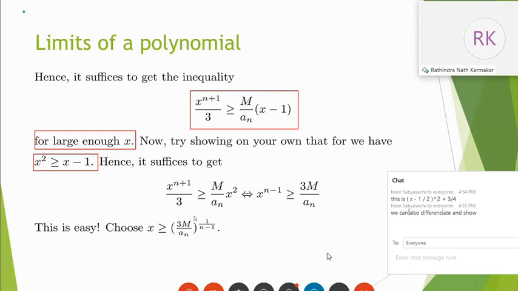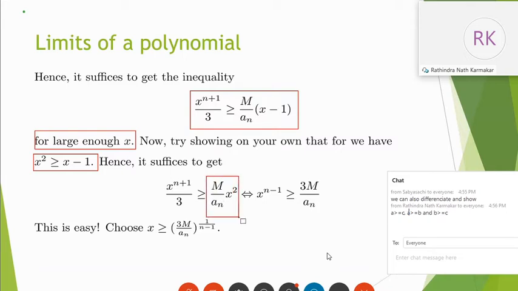So what I was saying is this is true for all x. You can show this by completing the square. So again, we apply that transitivity strategy that we want to prove a is greater than or equal to c. So we want to prove that a is greater than or equal to b and b is greater than or equal to c. That will make our life easier. So a right now is the left hand side, x^n plus 1 by 3. c right now is the right hand side, m by n times (x minus 1). And b is that intermediate term which we are going to introduce. It is m by n times x square.